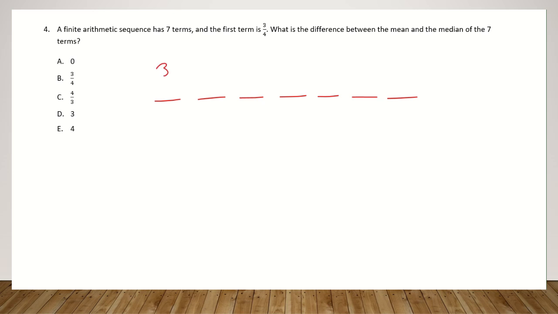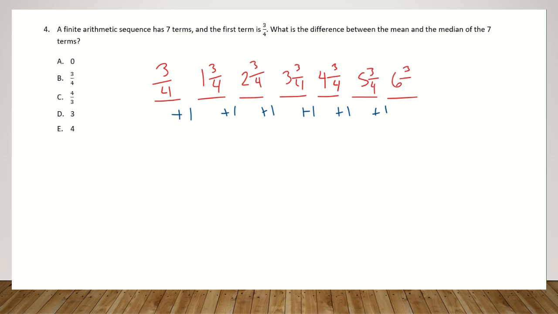So if our first term is 3/4, and we're making an arithmetic sequence, we can just pick a number that you could add between each one. So maybe let's add 1 in between every term. That's how you make an arithmetic sequence. So 3/4 plus 1, 1 3/4, plus 1, plus 1, right? So we're just adding the same amount to generate this arithmetic sequence. Okay, so now we have an arithmetic sequence with 7 terms and the first term is 3/4.